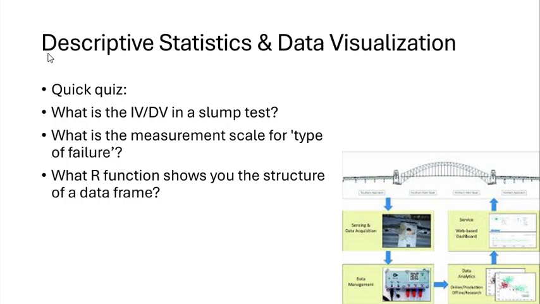A slump test. Okay. So what is the IV and DV? IV, DV means what? Independent. Okay. So what are the independent variable and dependent variable for a slump test? Dependent, water cement ratio. Water cement ratio. Dependent, strength. Strength, workability. How do we measure the workability?